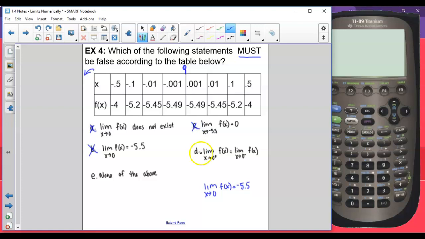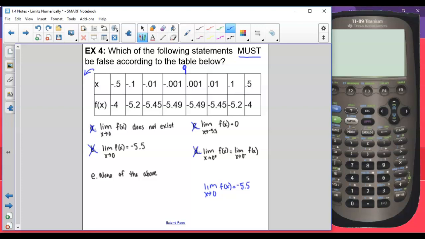Okay, the next one also appears to be true because it looks like the limit as x approaches 0 from the right is going to equal the limit as x approaches 0 from the left. You can see the symmetry of the numbers that you have right here. This table supports the idea that the limit from the left and the limit from the right are the same. So it supports that idea. So this also could and probably is true based on the table that we have here.